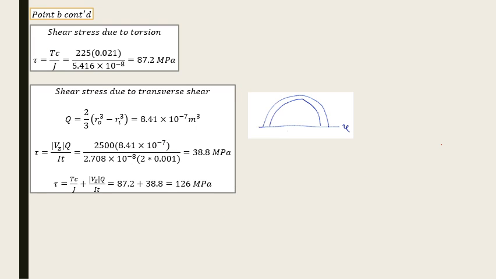Now I will continue the talk with the shear stress. Indeed, the shear stress at point B is affected by the shear stress due to torsion and the shear stress due to transverse shear. For the torsion, the shear stress is the same as at point A, the same value, 87.2 MPa. For the shear stress due to transverse shear, we use a different formula.